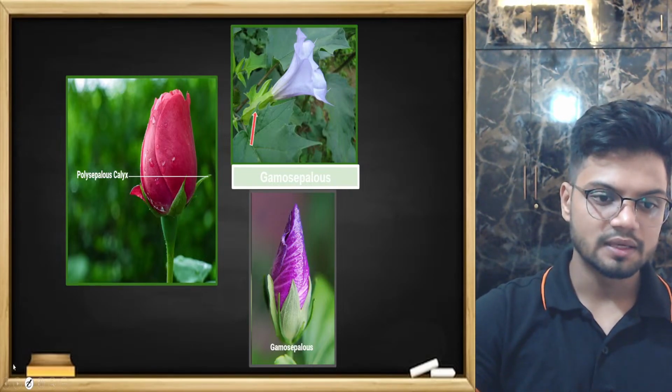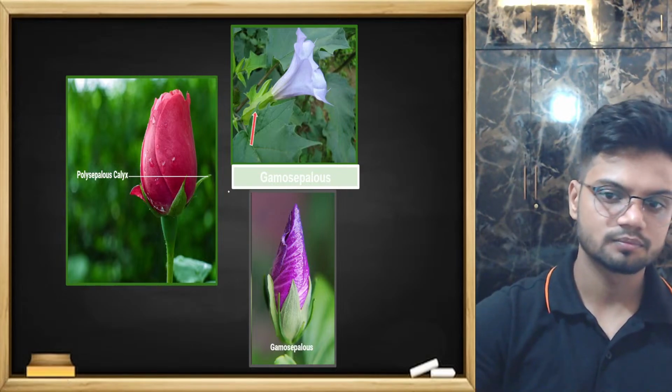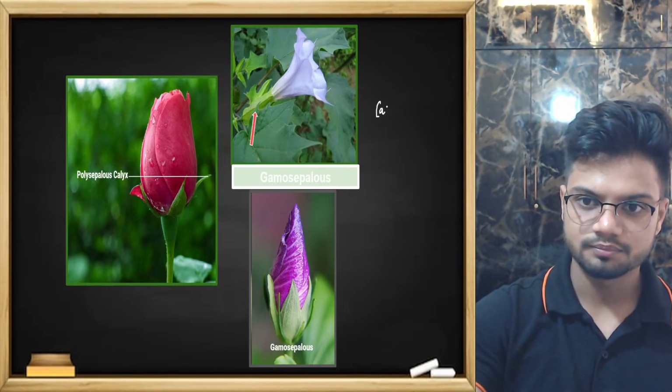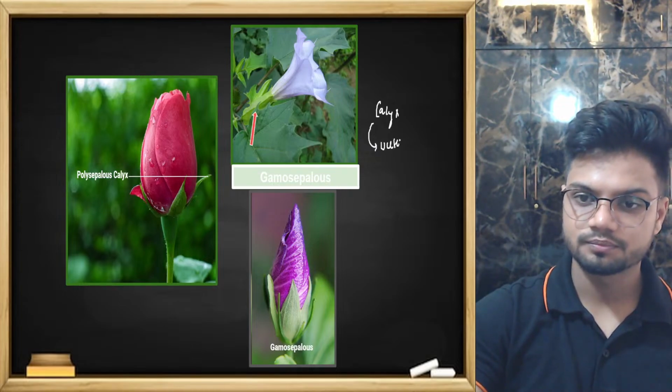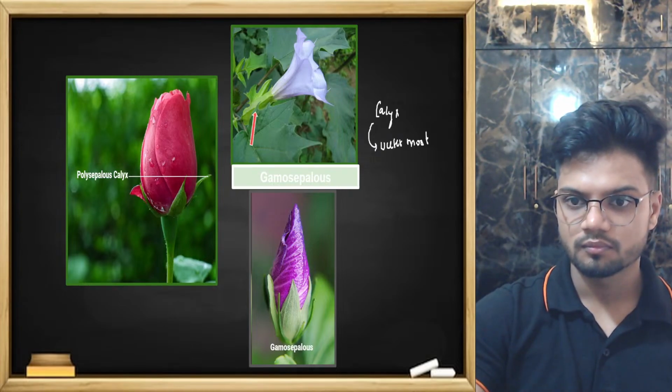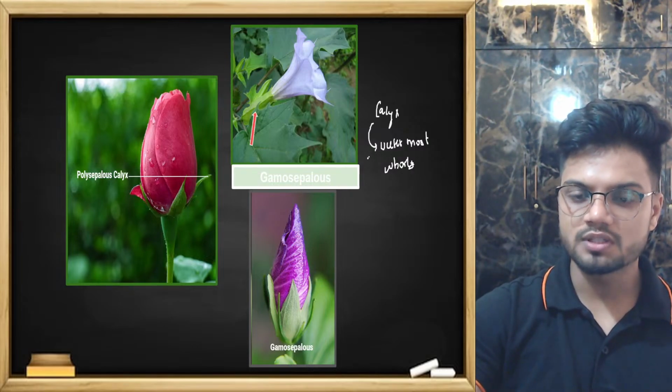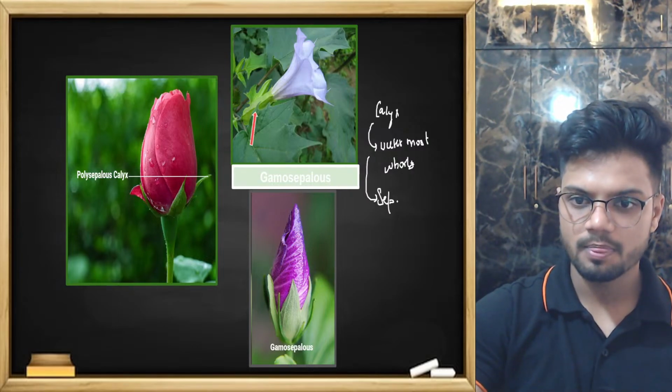Calyx, what is calyx? Calyx is the outermost layer, the outermost wall. What is it made up of? It is made up of sepals.